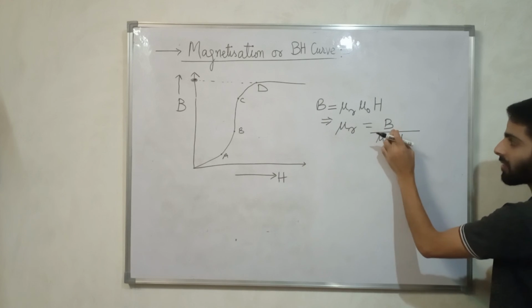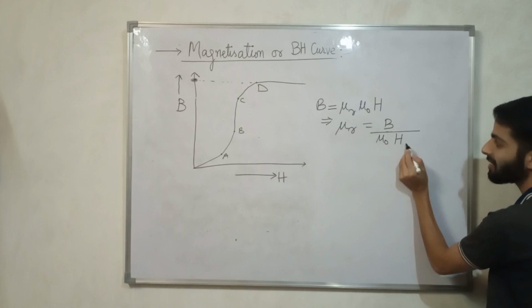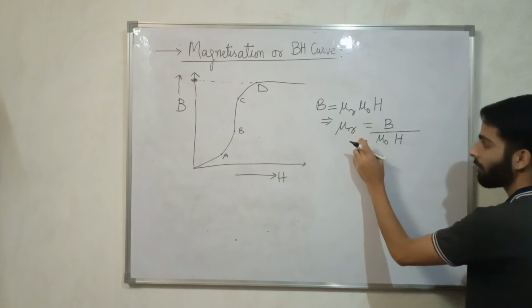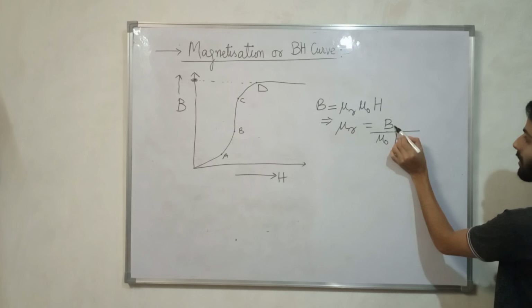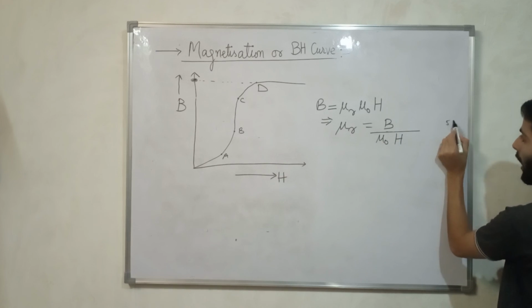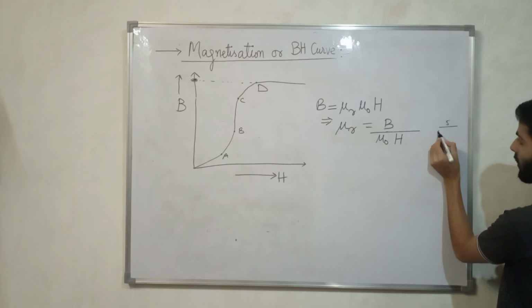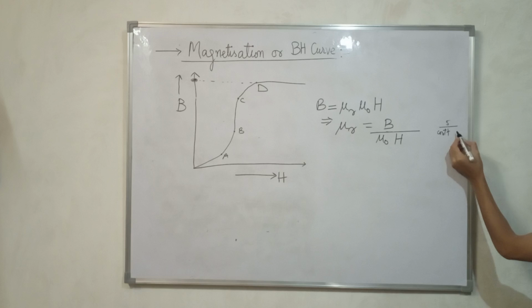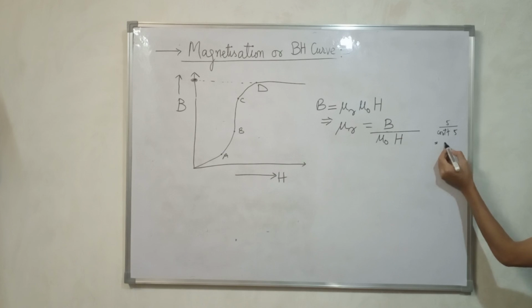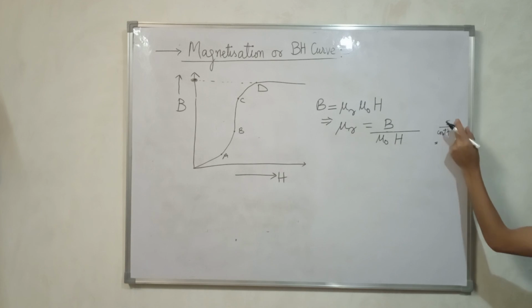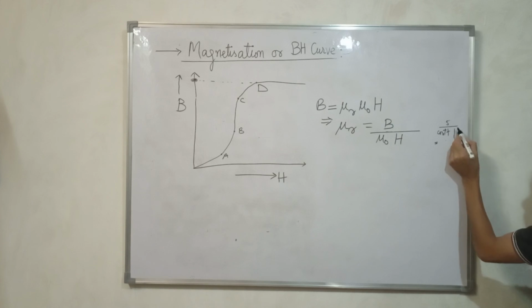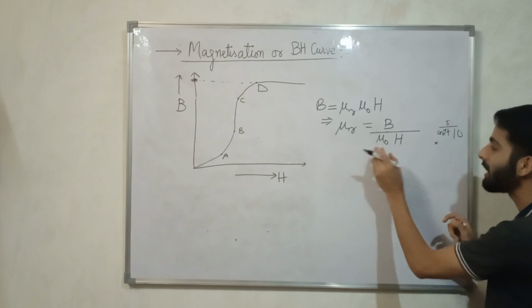But when B is fixed and H is still increasing, the value of mu r will fall. Say first the fixed value of B is 5, 5 divided by a constant, since mu naught is constant. H is increasing. First of all, let it be 5, then this will be something around 1 divided by a constant, giving a certain value. But if H is still increasing, this will become 10. 5 upon 10, then mu r will be decreasing.